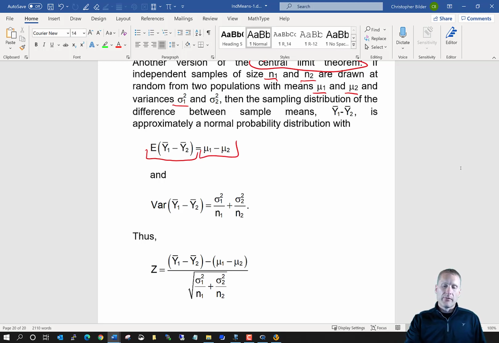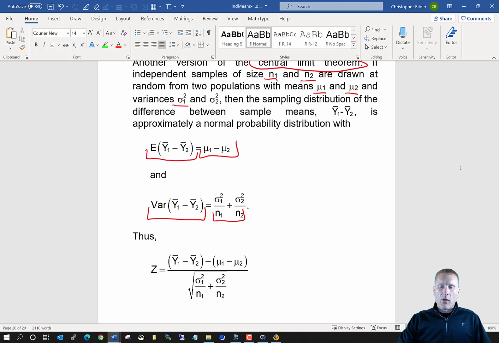So that's good. In a mathematical statistics course as well, you would look at deriving the variance now of y bar 1 minus y bar 2, and that's equal to the variances divided by their corresponding sample sizes, and then you add them up.